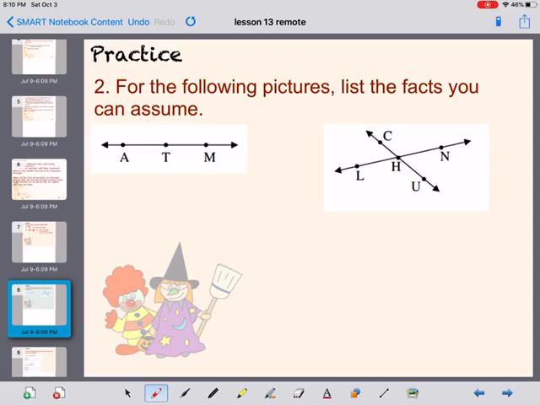So I think what people want to say is, oh, T is the midpoint. That is not an assumption. If I want to say that T is the midpoint, I have to know it's a fact. I don't know that.